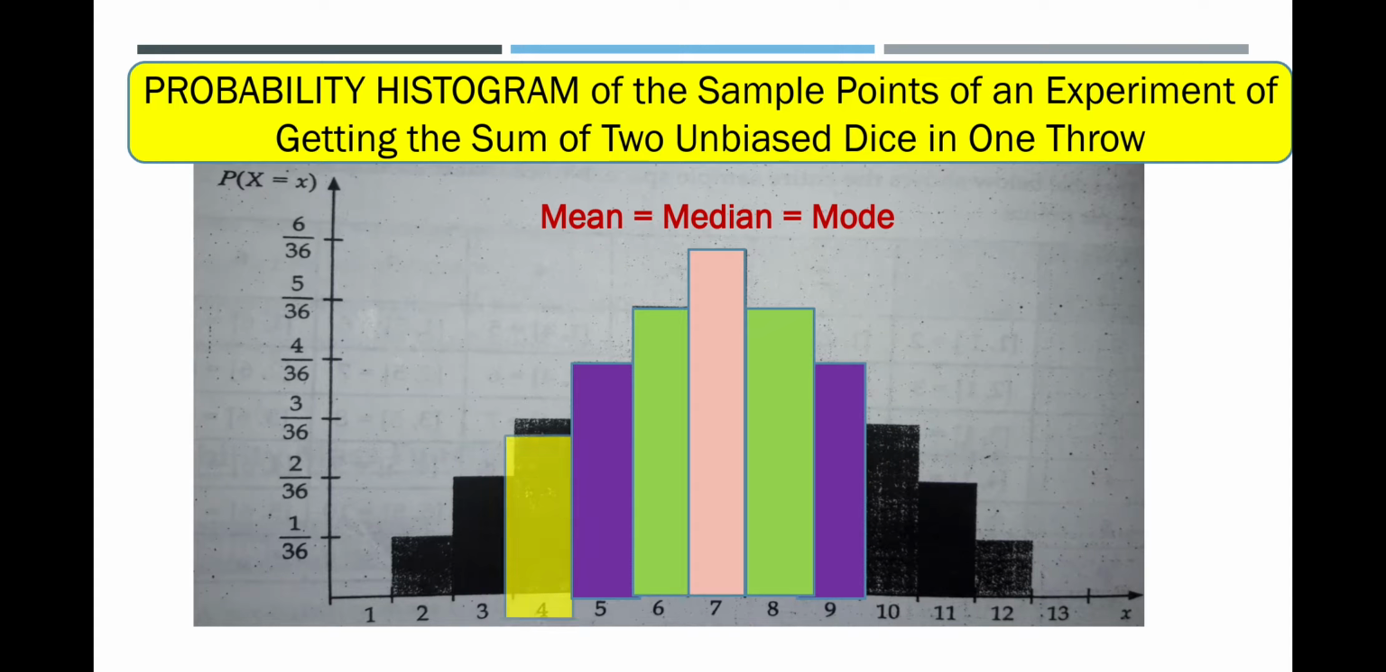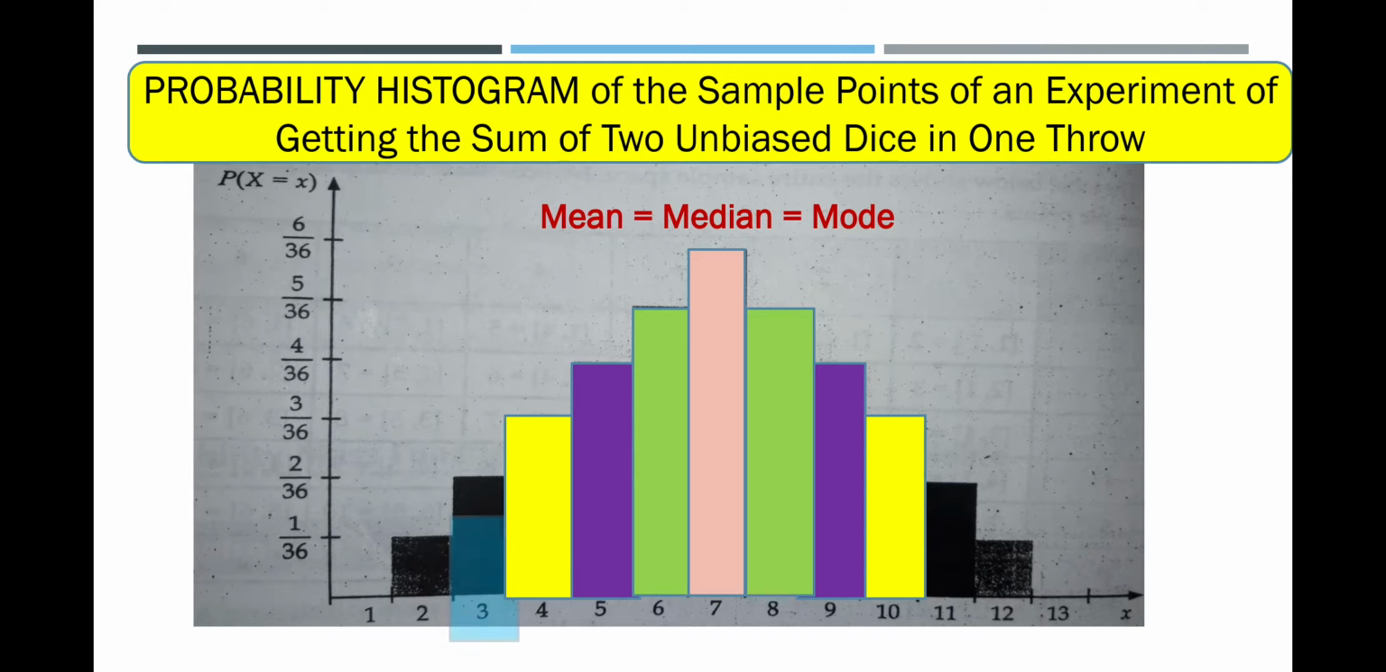And for the sum of 4 and 10, we have 3 over 36. For the sum of 3 and 11, that is 2 over 36. And for the sum of 2 and 12, we have 1 over 36. So as you can observe, the highest point here is the mean, median, and mode. And both sides of the mean are equal, or the data is equally distributed from the mean.